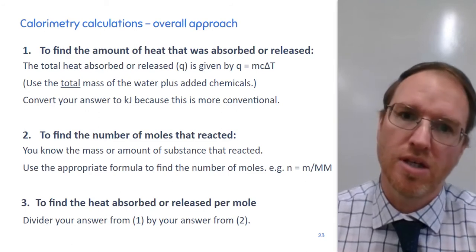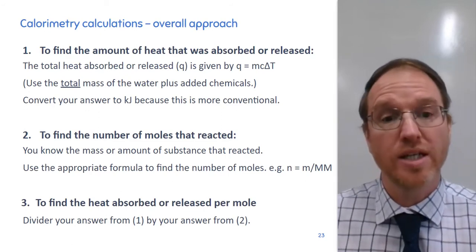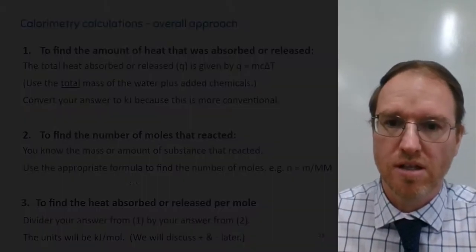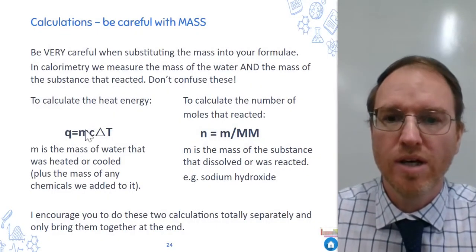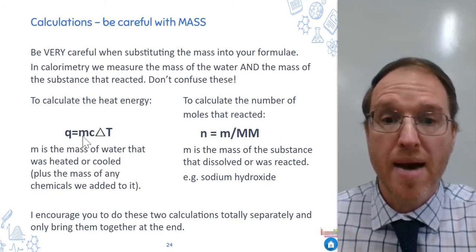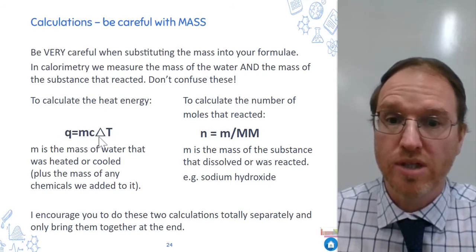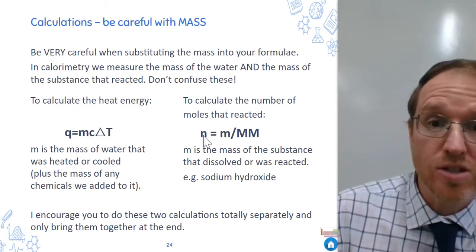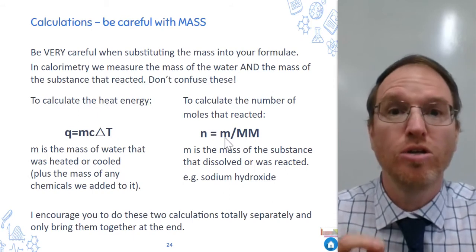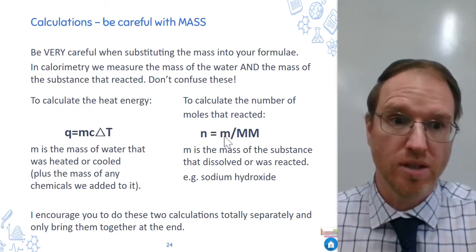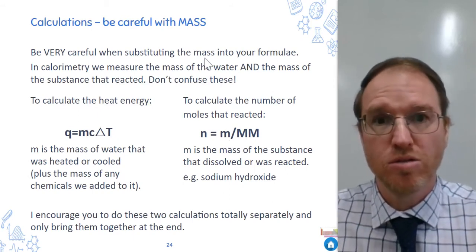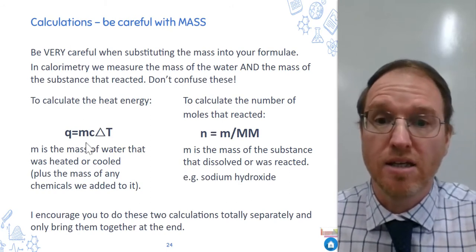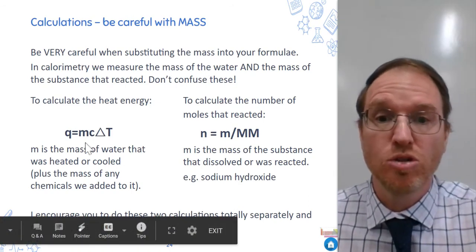Now, why does this get tricky? It gets very confusing when you actually do this in practice. The reason it gets difficult, and I'll put this on the next slide, we'll just click through, is because if you look at the left-hand side, you've got mass in that equation, Q equals mc delta T, to find the heat that was released or absorbed. If you look at the right-hand side, when you're finding the number of moles, you've got mass in that formula as well. And so the most common mistake students make here, apart from getting units confused, is getting confused about which mass to put where.